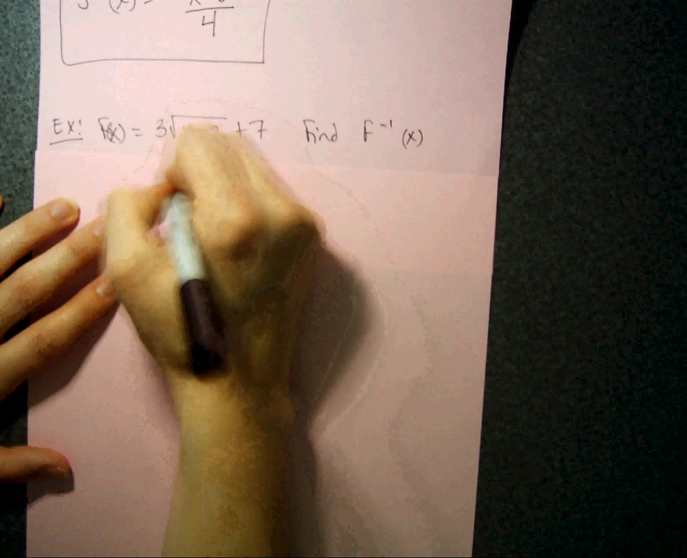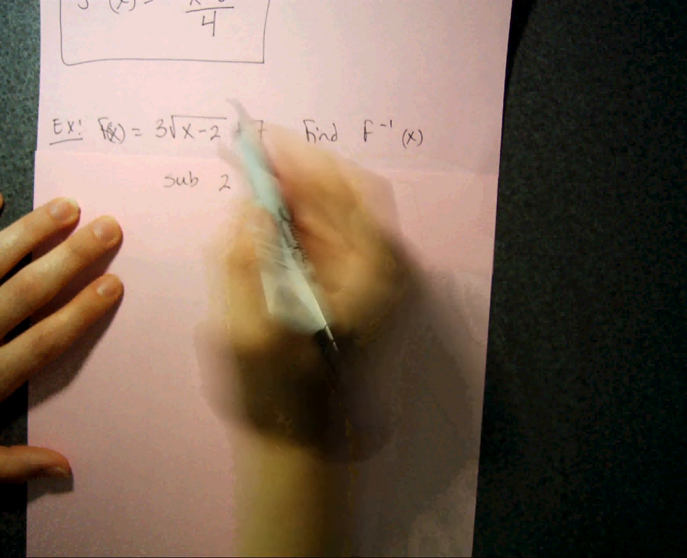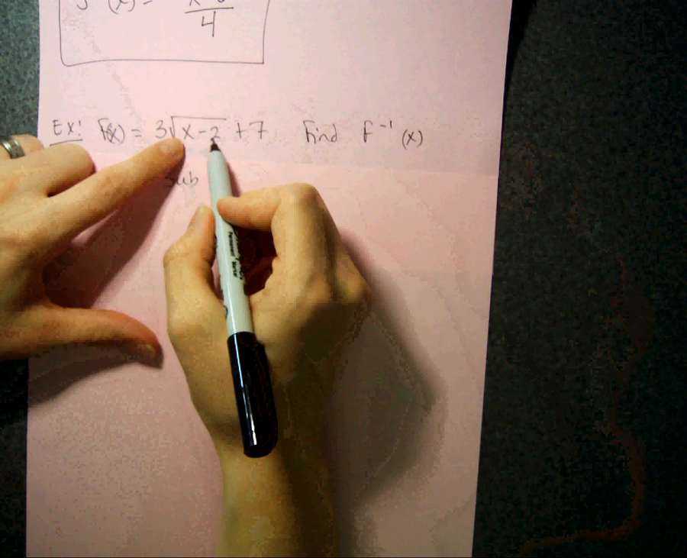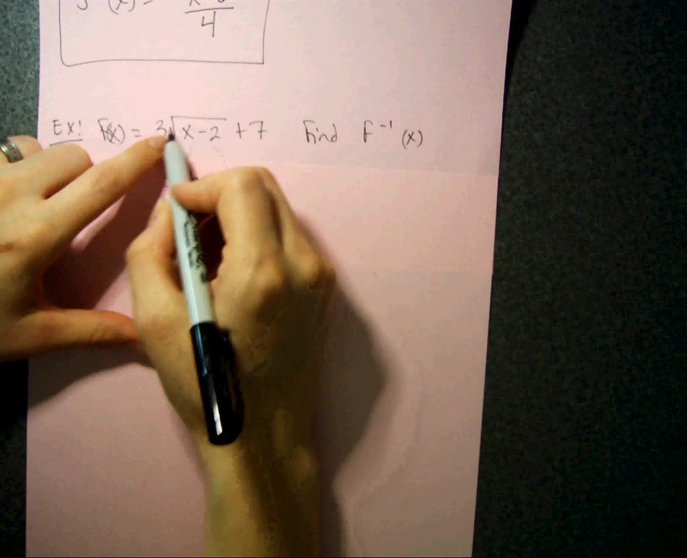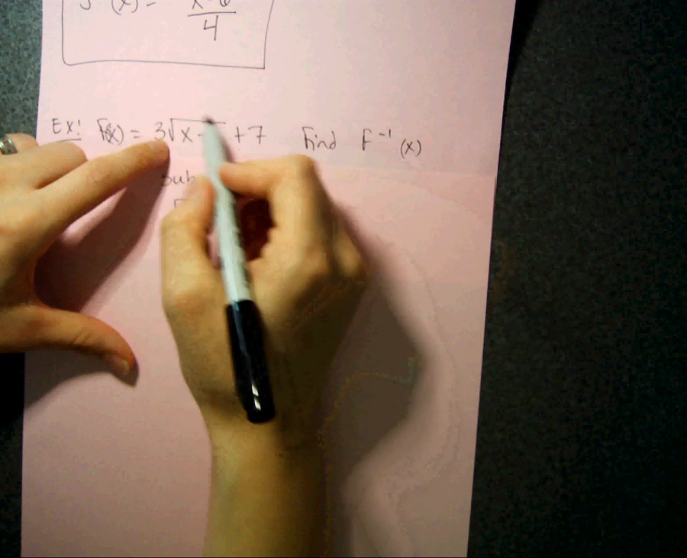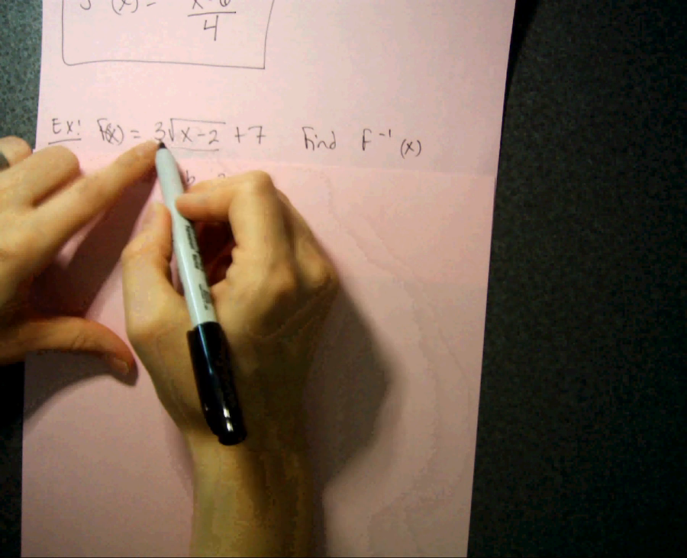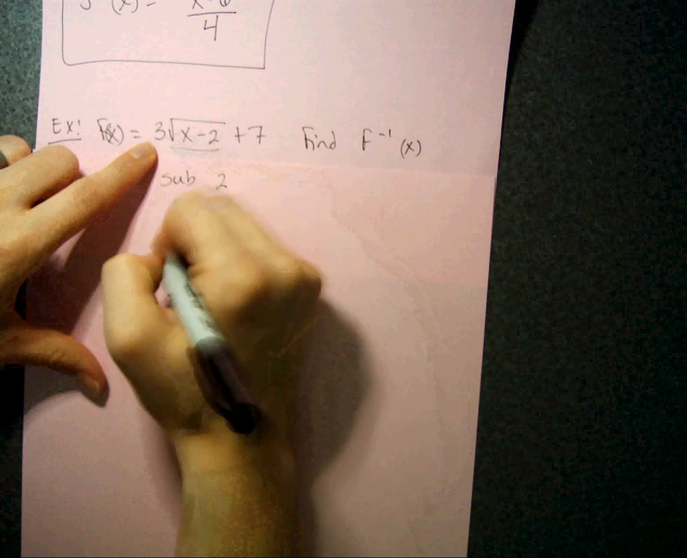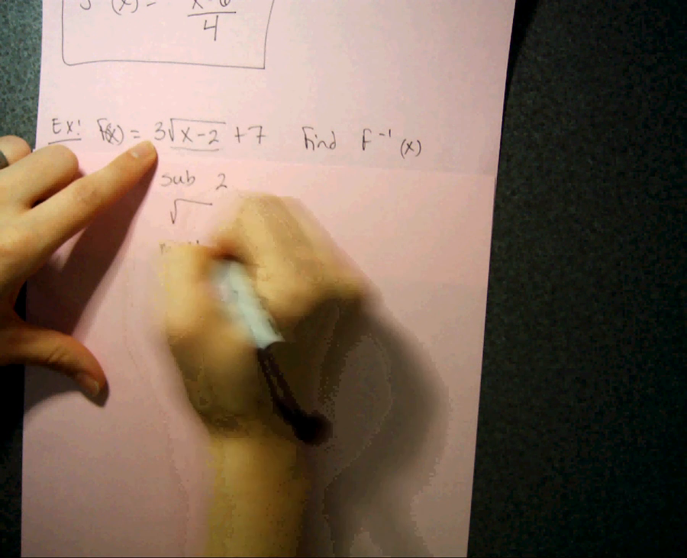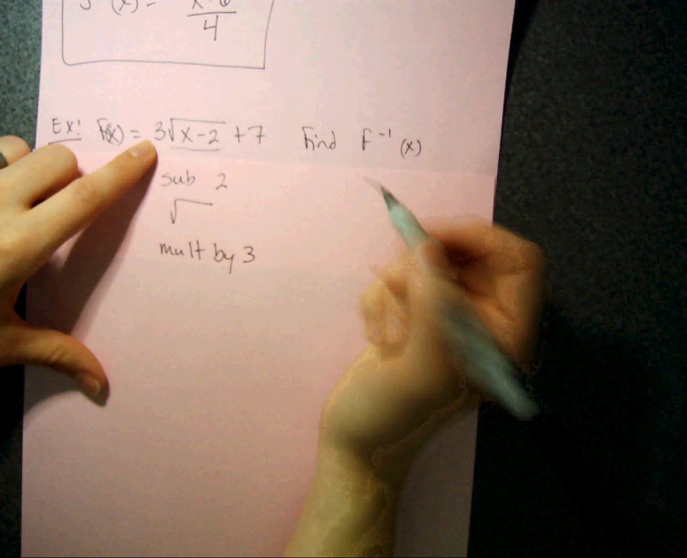Subtract 2, so subtract 2, and then what? Take the square root, right? I'm starting on the inside, just working my way out. I would subtract 2, and then whatever I got under there, I would have to take the square root. And then once I took the square root, what would I have to do? Multiply by 3, right? This 3 on the outside, so I'm going to multiply by 3. And then what's the last thing? Add my 7.